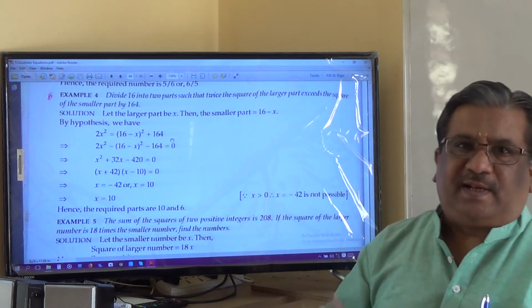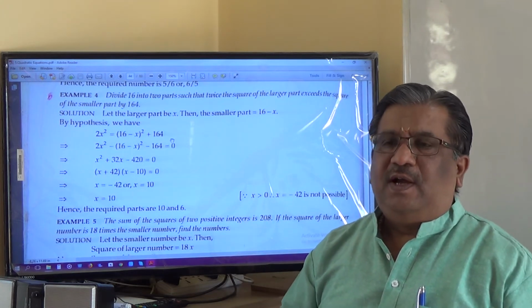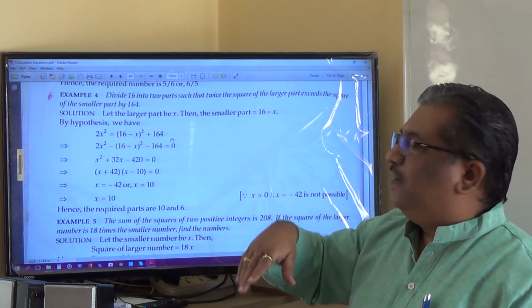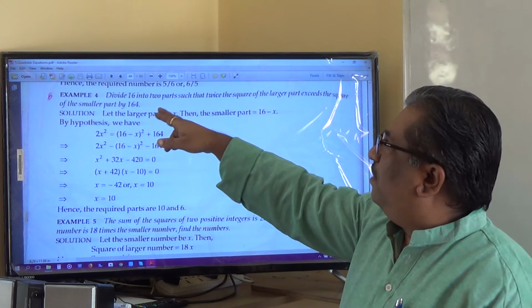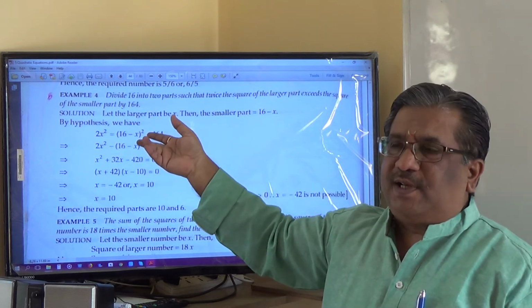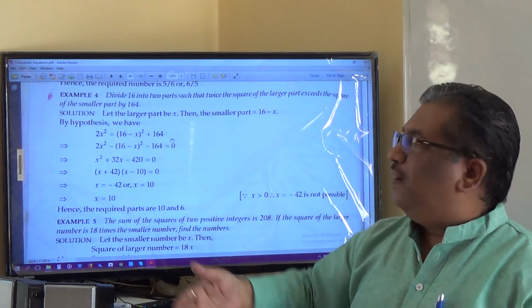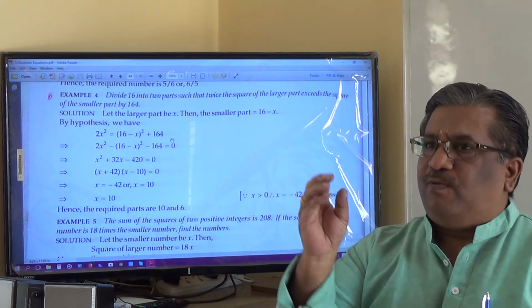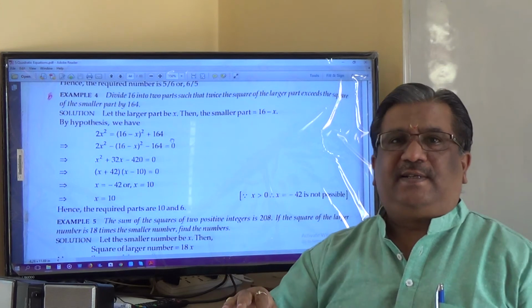Let one part be x. That can take any number between 1 and 16 basically. So, I have to divide it into two parts. Suppose x is equal to 9. The remaining other part will be 16 minus 9. So, if one part is x, 16 minus x is the other part.